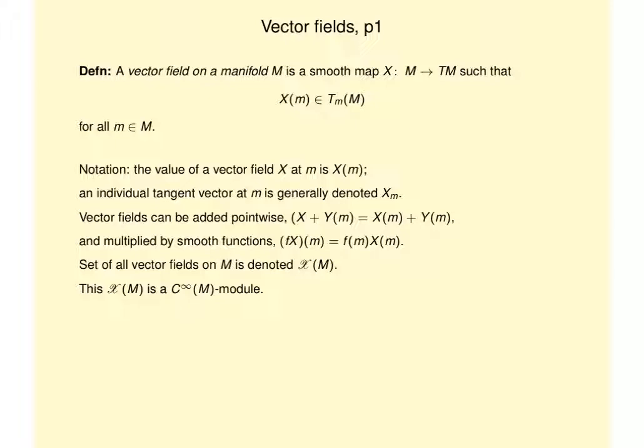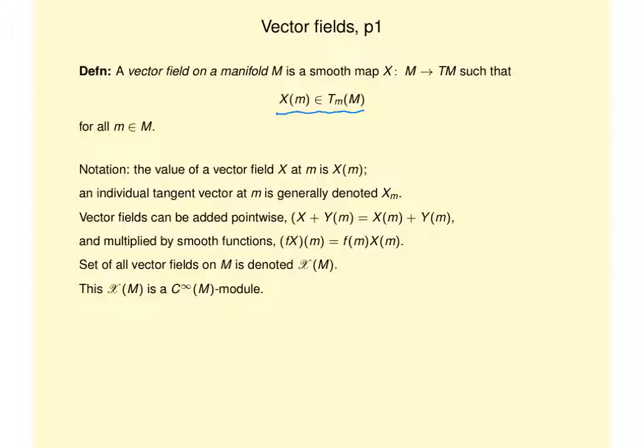Here's the definition. A vector field on a manifold is a smooth map, capital X, defined on M, taking values in the tangent bundle such that at each point, capital X is in the tangent space at little m. So in other words, we have a selection of tangent vectors at each point of the manifold, and this depends smoothly on the point little m in the manifold.